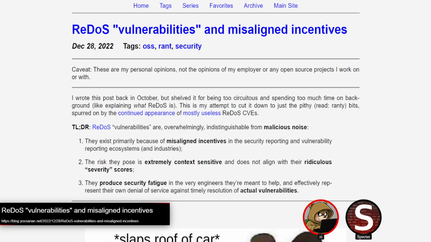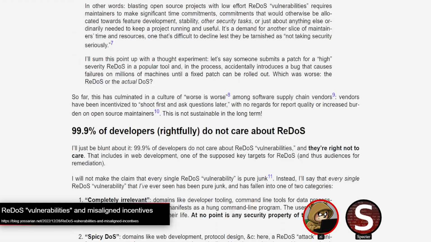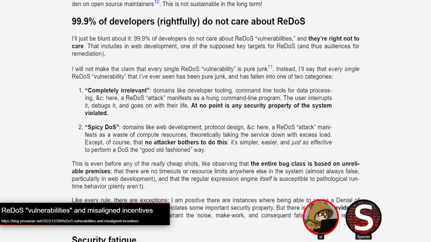I feel like part of their argument comes down to this: with these ReDoS attacks, no attacker bothers to actually do these. You don't hear about ReDoS actually being weaponized in the wild. I can't think of any cases. I'm sure it's happened, but I can't actually think of many cases where it has.